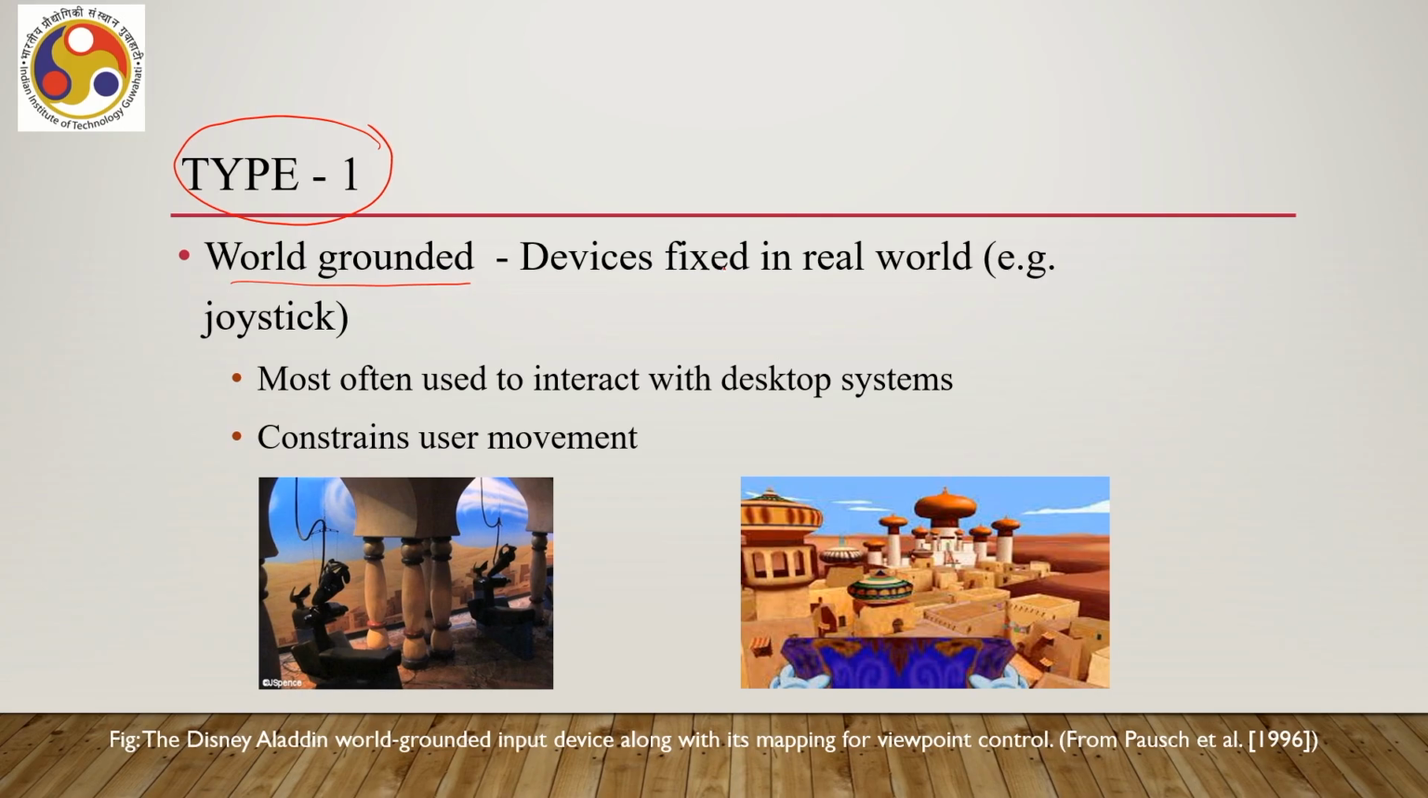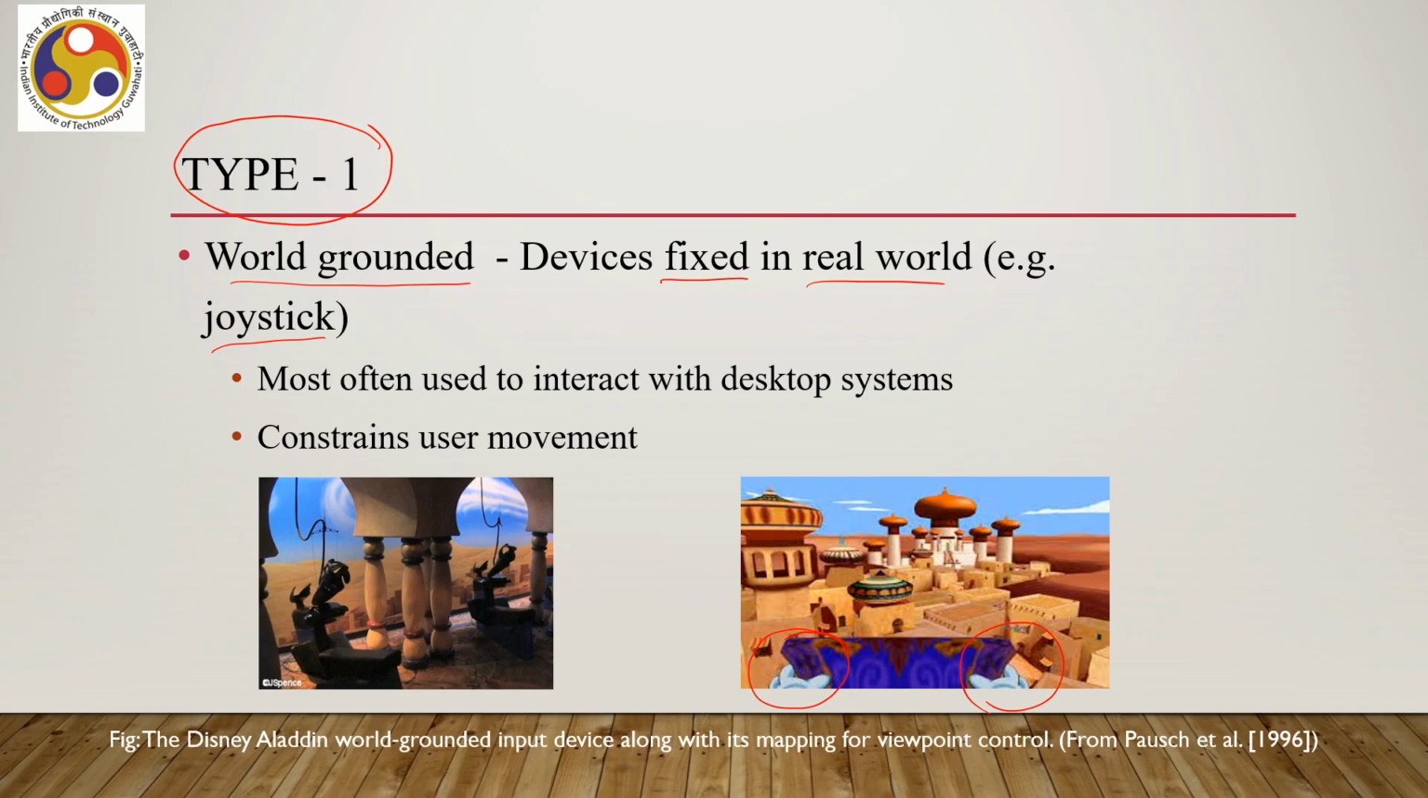These are devices that are fixed in the real world. In other words, they do not move. For example, a joystick. As shown in the accompanying image, a user can control the environment using a joystick which has its fixed position in the real world.